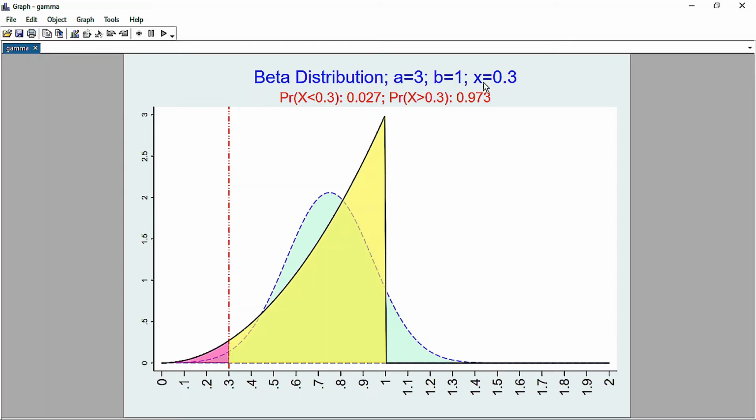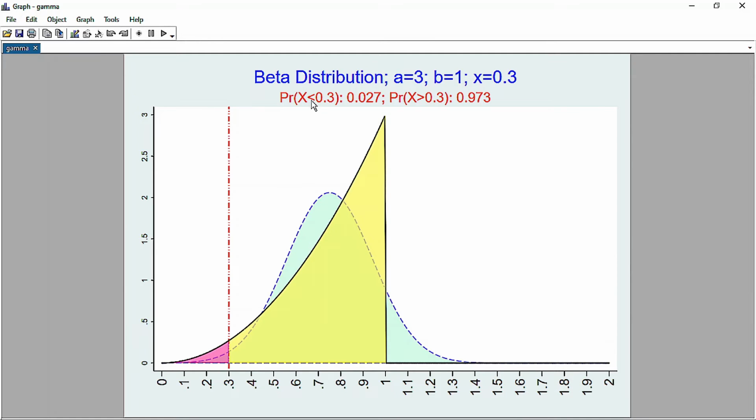This is our null hypothesis. X is equal to 0.3 is our null hypothesis, while the alternative hypothesis is x is less than 0.3 or x is greater than 0.3. For the right tail test, our p-value is 97%, which is quite greater than our significance level of 5%. That is why we fail to reject the null in this case.